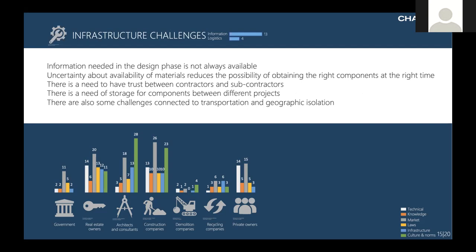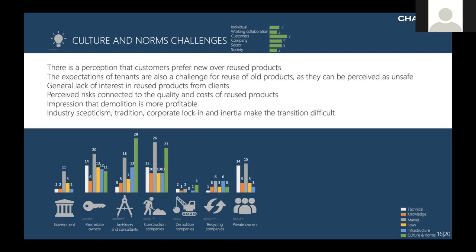Regarding also infrastructure challenges, we have infrastructure challenges related to information and to logistics. So information that is needed in the design phase of new buildings using reused products is not always available. Uncertainty about the availability of the materials reduces the possibility of finding the right components at the right time. There's also a need to have trust between contractors and subcontractors. We also need to deal with questions about storage of materials before they are going to be reused again. And there are also some other challenges connected to the transportation of these materials and geographic isolation. Finally, on the challenges front, we looked into the cultural norms challenges as well.